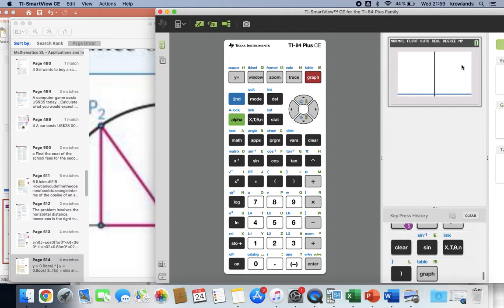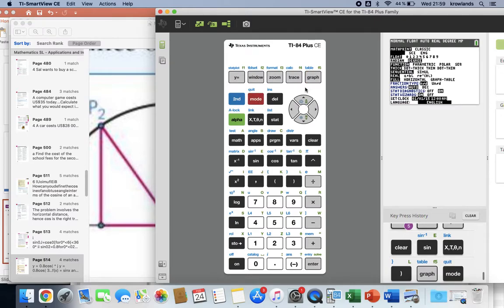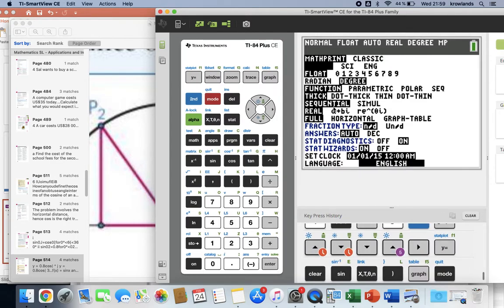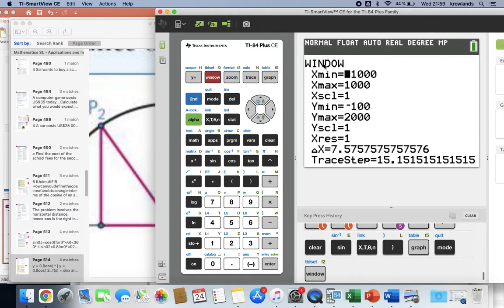Now you can see we cannot see much of the window. So we need to first of all check it's in degrees. Now during the whole course we are working in degrees, so please don't change this, but if you've got a new calculator you might want to change it. It's in degrees. Now for the window, what you're going to do is your x min and your x max is going to be to do with your x-axis.